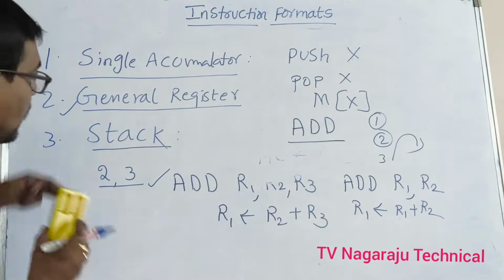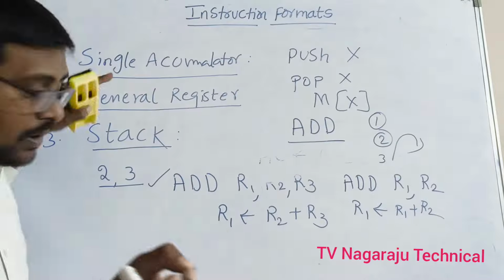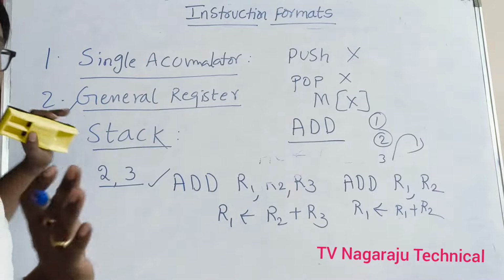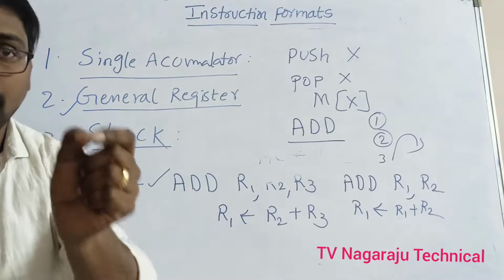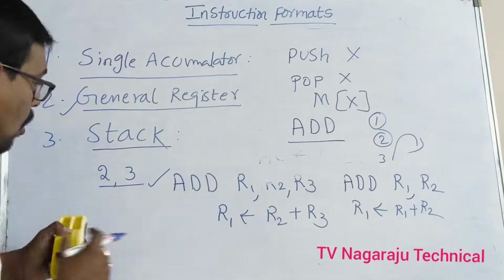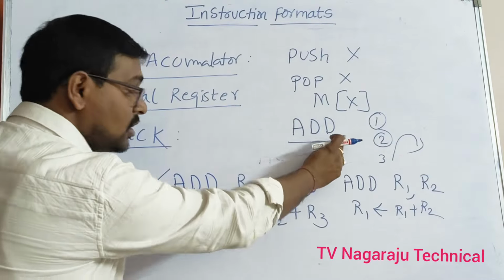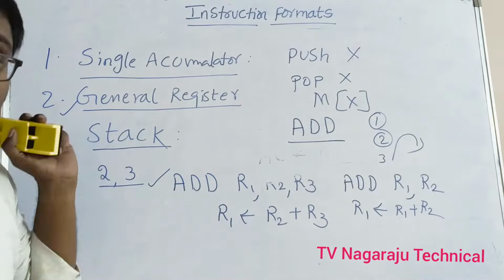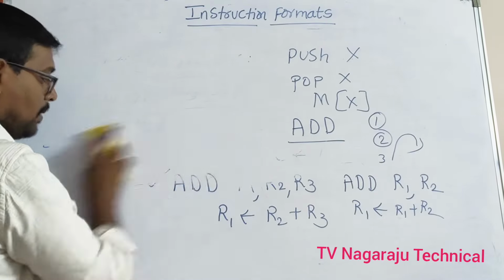These are the different organizations. So, depending upon the address fields, we determine the internal organization. Now, we will consider one example statement, and using that example, see how three address, two address, one address, and zero address instructions are implemented by considering one simple example statement.